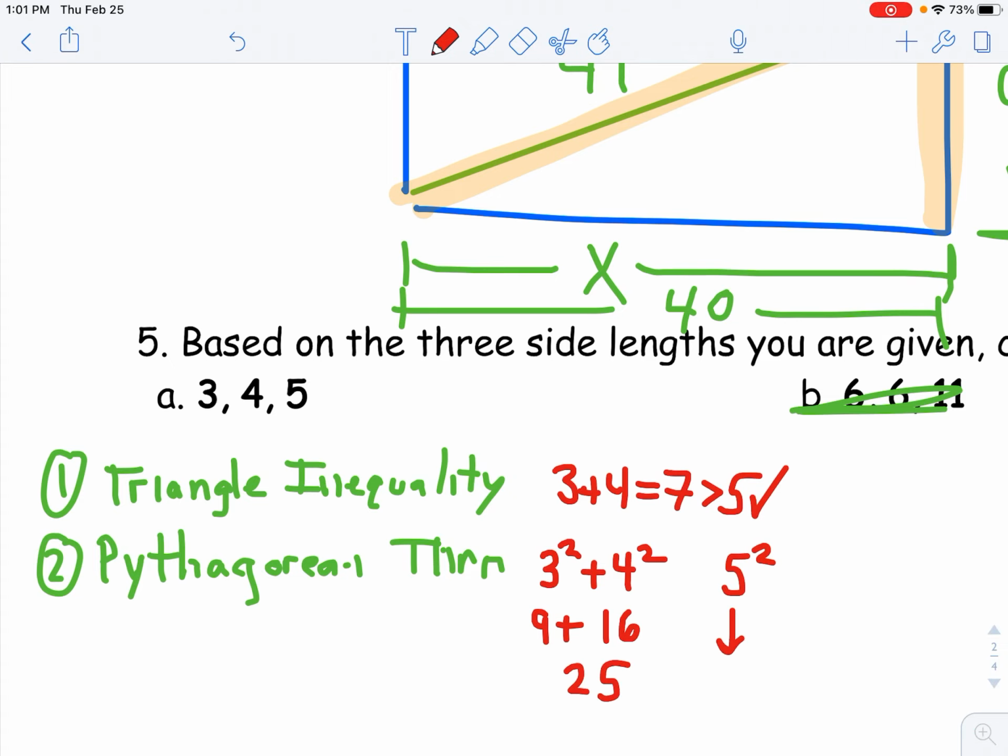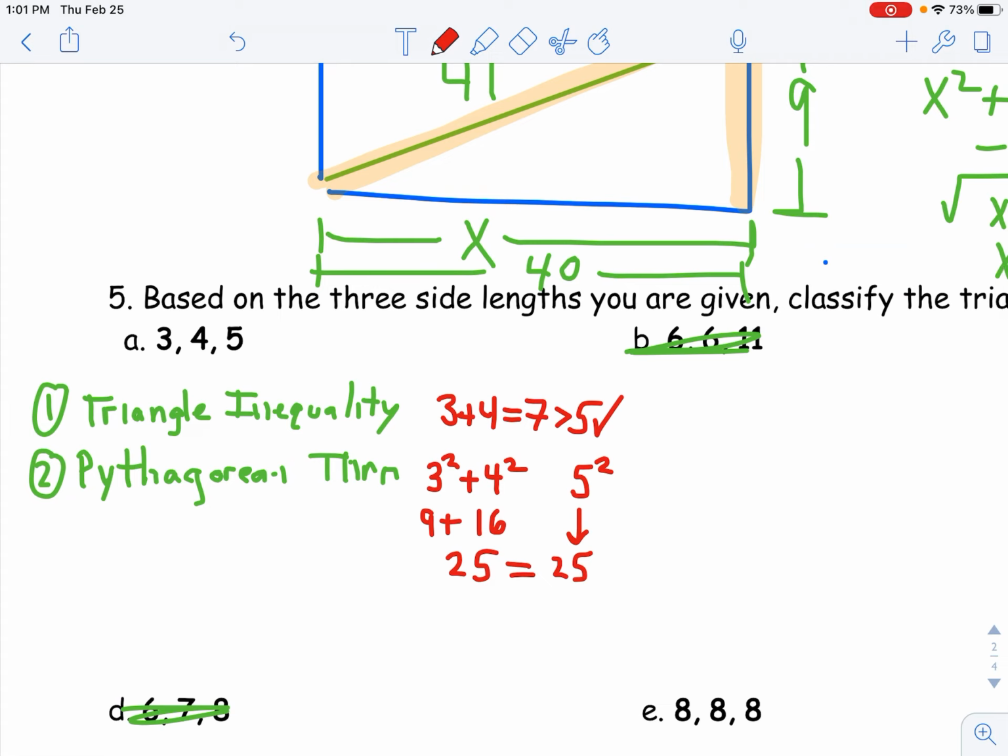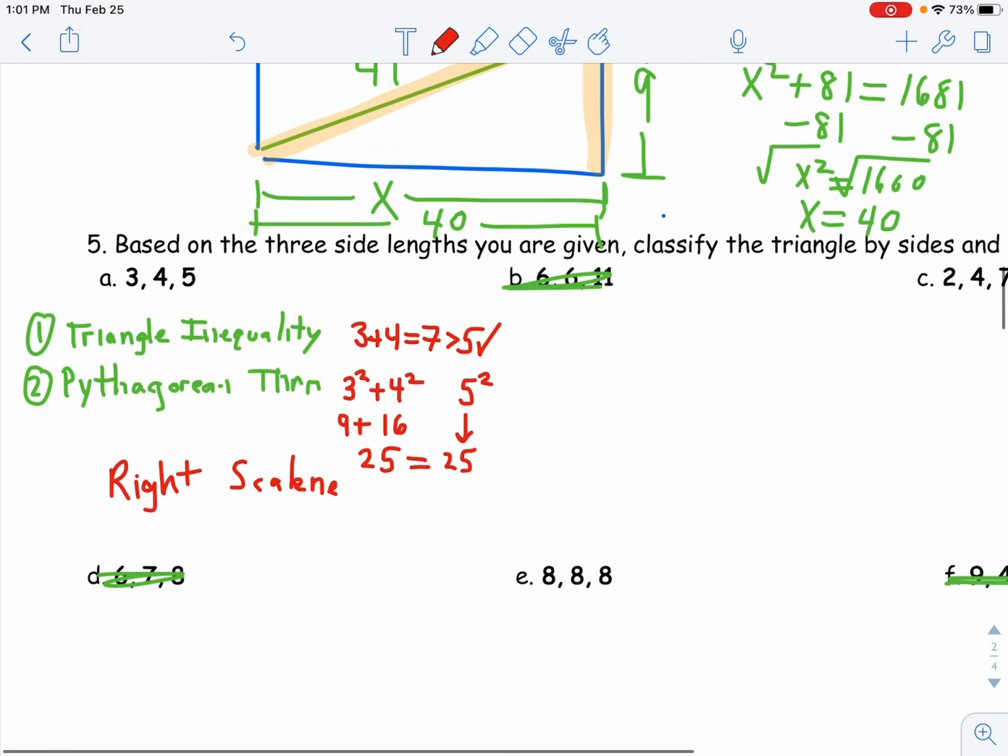We get 25 on this left-hand side. We get 25 on this right-hand side. So it makes a right triangle. All right, so we know it makes a right triangle since Pythagorean theorem worked. And since none of the lengths are the same, it's scalene. And actually, let's do this. I want to do number D, and we'll skip number E.